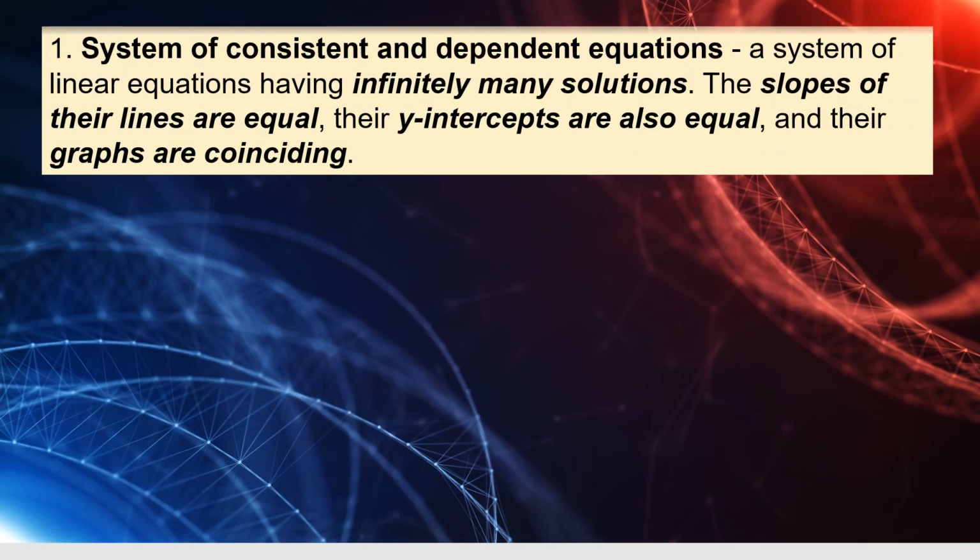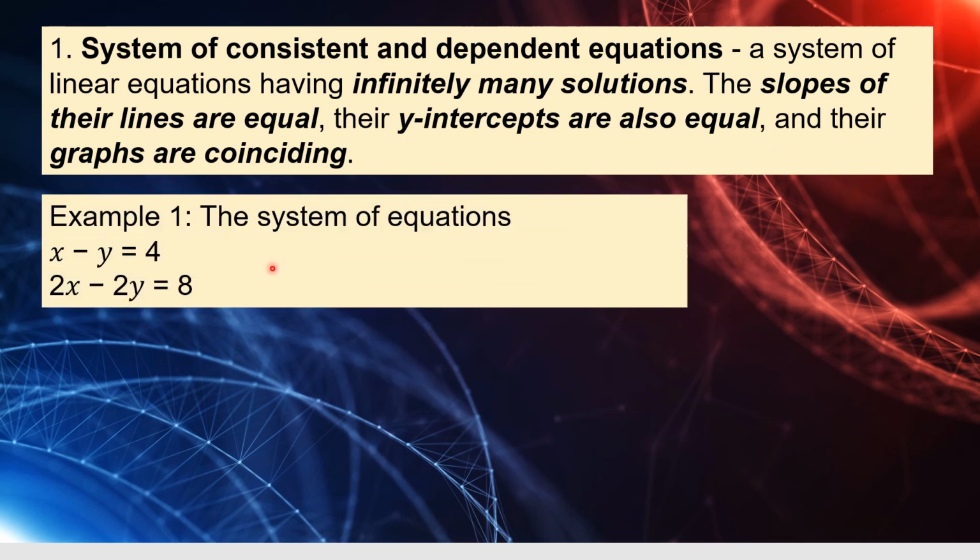Let's have more discussions on system of linear equations. So the first system is system of consistent and dependent equations. It is a system of linear equations having infinitely many solutions. The slopes of their lines are equal. Their y-intercepts are also equal. And their graphs are coinciding.